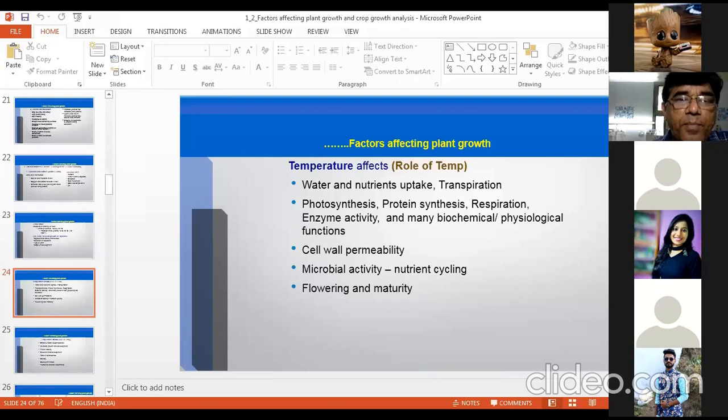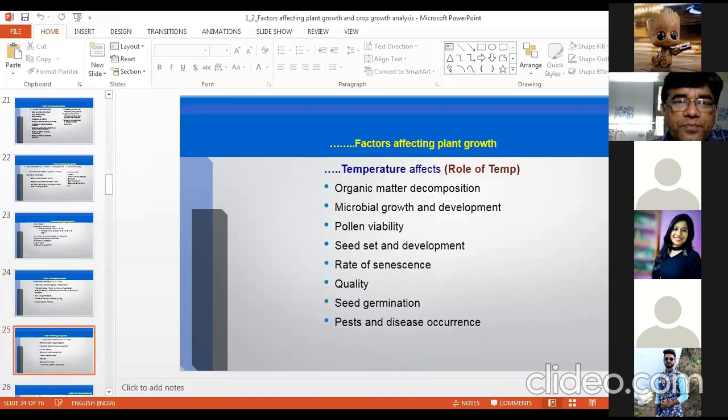So cell wall permeability is very important for plant growth, and temperature has a very significant influence on it. Microbial activity is very important, particularly in nutrient cycling, so it is affected by temperature. Flowering and maturity are, of course, affected by temperature. So temperature has a very important role in all these functions in the plant. Then nutrient availability: organic matter decomposition is affected by temperature. You need relatively high temperature for organic matter decomposition.